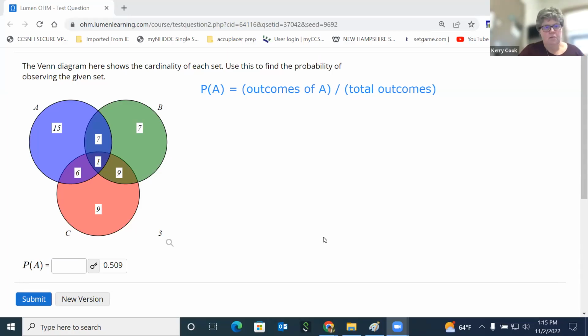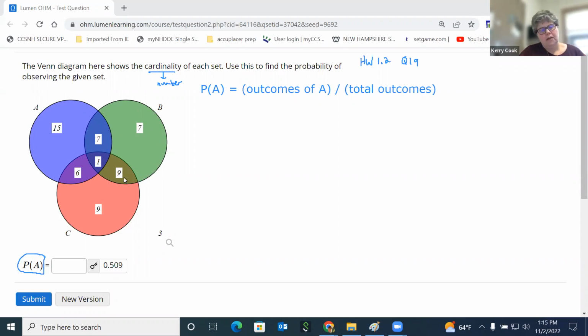I want to explain to you how to solve this Venn diagram probability problem. This is found in homework 1.2, and you can come across this on question 19. So the Venn diagram shows the cardinality of each set. Cardinality refers to the counted number, so how many items are in the set. And then use this to find the probability of observing the given set, whatever that might be. And you'll notice the question asks us for a probability of A.